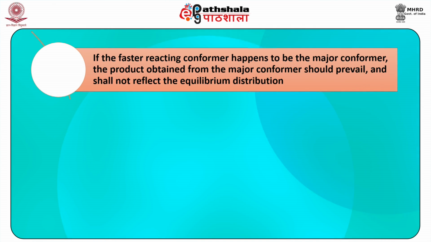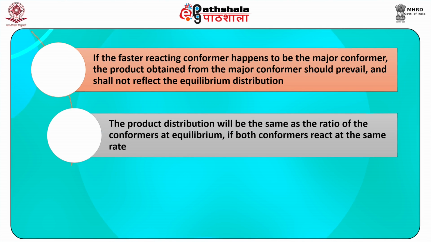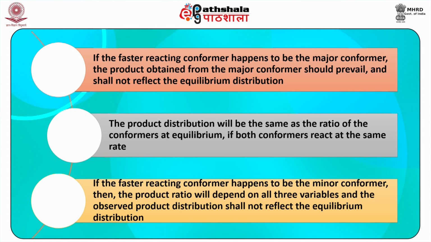If the faster reacting conformer happens to be the major conformer, the product obtained from the major conformer should prevail and shall not reflect the equilibrium distribution. The product distribution will be the same as the ratio of the conformers at equilibrium if both the conformers react at the same rate. If the faster reacting conformer happens to be the minor conformer, then the product ratio will depend on all the three variables and the observed product distribution shall not reflect the equilibrium distribution.